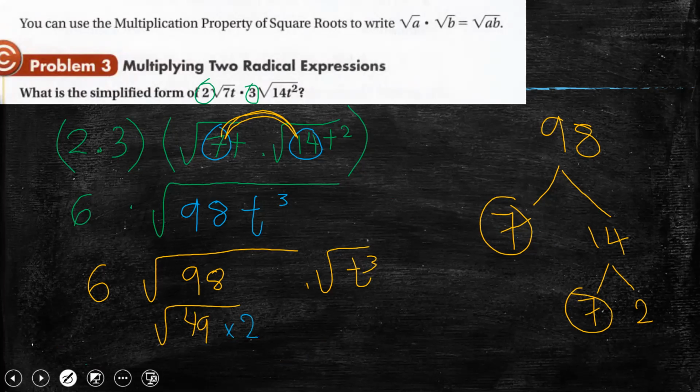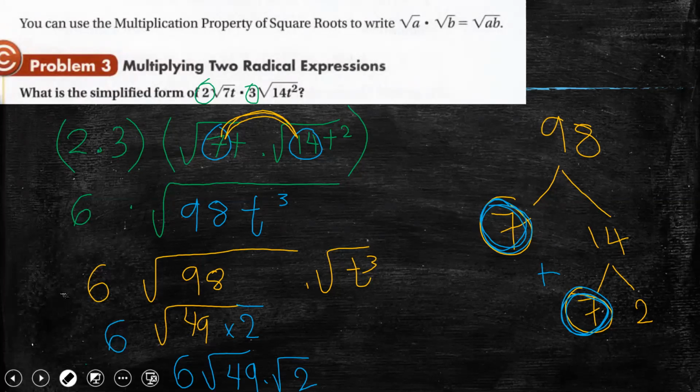Times 2. So I know that 98 is 7 times 14, and 14 is 7 times 2. So I will take the two repeated numbers, which are 7 and 7. I multiply them, and I will get a perfect square. Then we have square root of 49 times square root of 2. Is it correct? Yes.